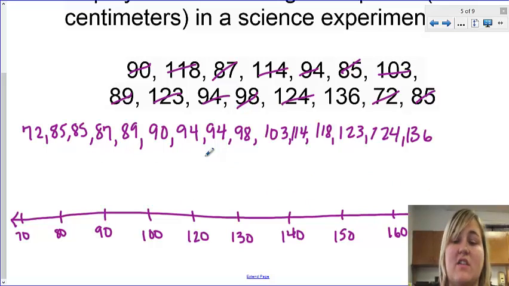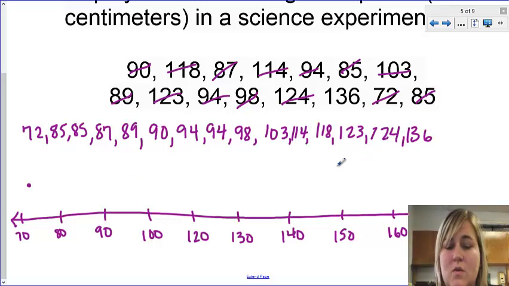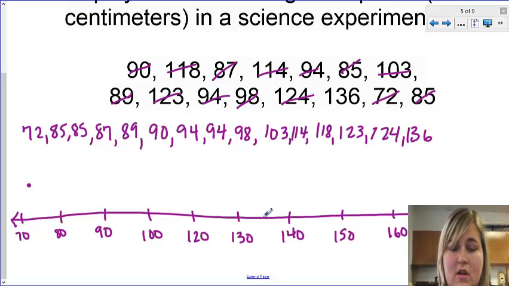Alright, so I'm going to start by plotting the 2 points that I definitely know, which is 72 as my minimum. So I'm going to say 72 would fall about here. Then my maximum is 136, which is going to fall just a little over halfway, so I'm going to put it there.